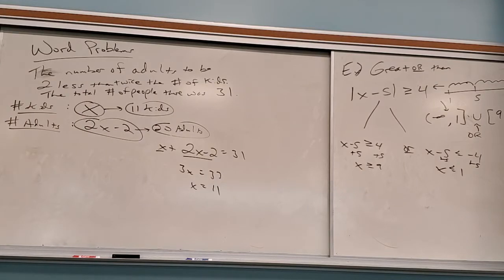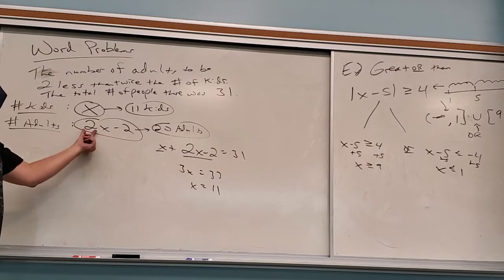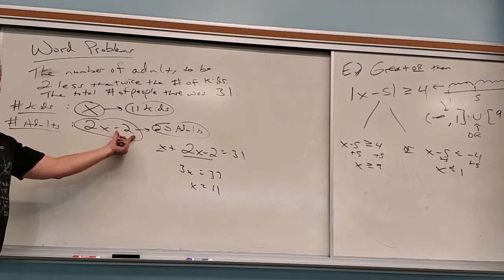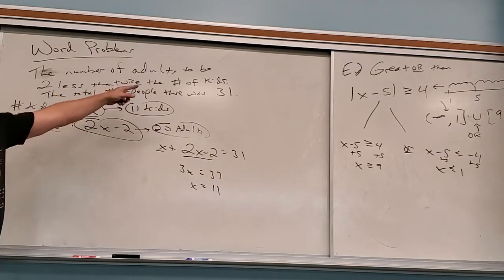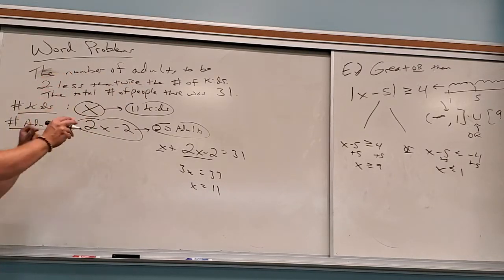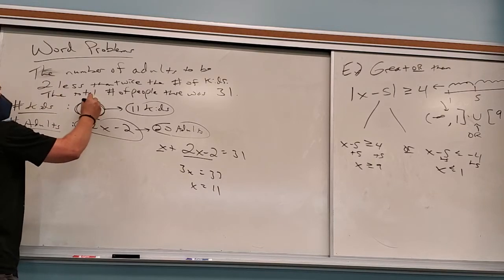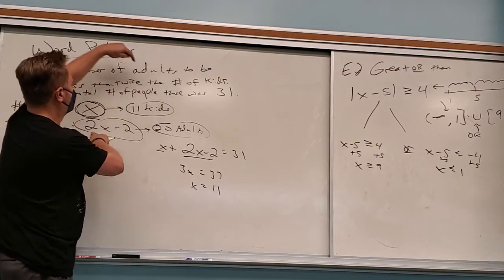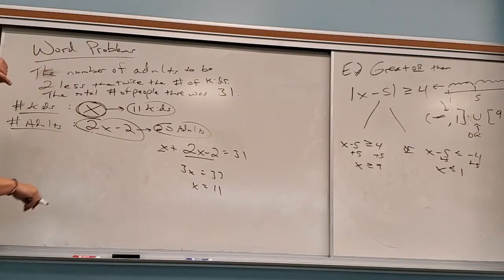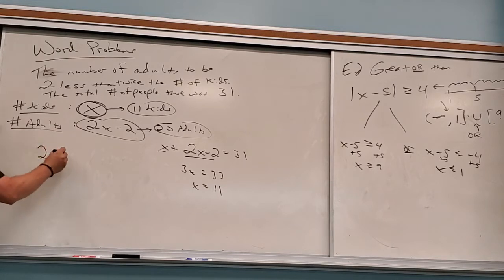Can you say 2x minus 2 in a sentence? Well, this is twice the number of kids, less 2, right? 2 less than twice the number of kids. So if I call the number of kids x, the number of adults must be twice that minus 2, right? Oh, I didn't put that one. No, okay. Some people put this.